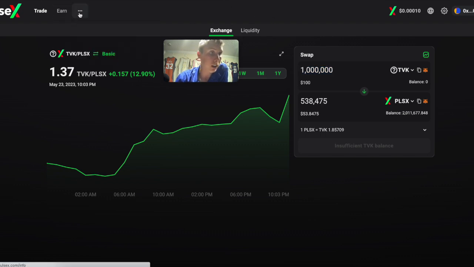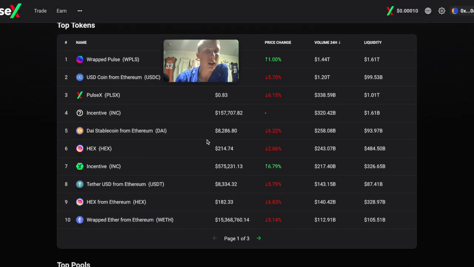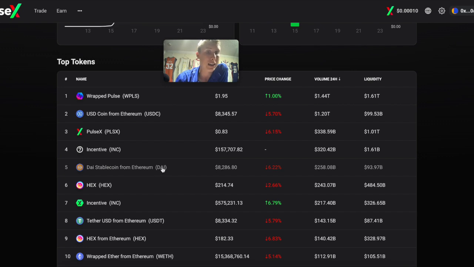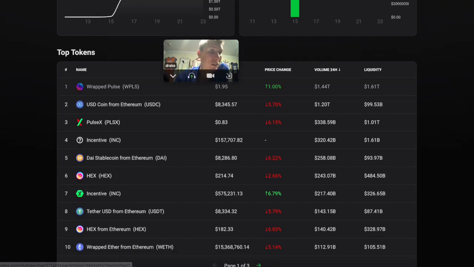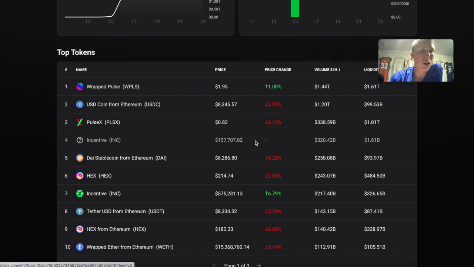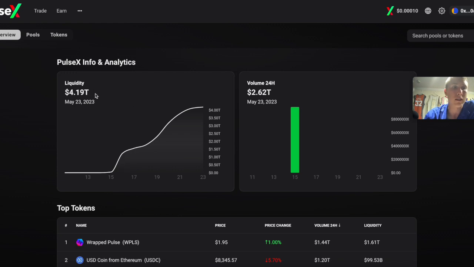And if you want to take a look at some of the tokens in general, you can see the different prices for some of them. Like you got the DAI stablecoin, which is worth $8,000. You got some USDC, $8,000. I mean, everything is really off price because it's not priced in dollars. It's actually priced in the PLS token for some of the pairs because that's where the liquidity is at. So it's really hard to price some of these things. Like it's trillions in liquidity. No, it's actually not. It's kind of one of those things.